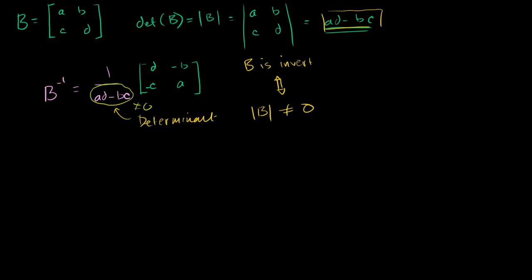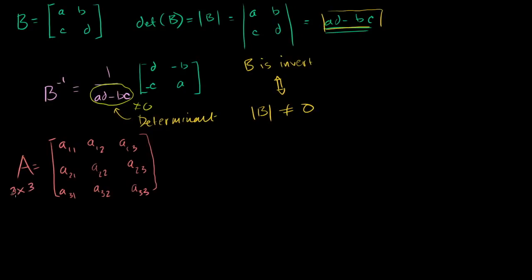So let me construct a 3 by 3 matrix here. Let's say my matrix A is equal to, let me just write its entries. First row, first column, first row, second column, first row, third column. Then you have A21, A22, A23, and you have A31, third row, first column, A32, and then A33. That is a 3 by 3 matrix, right? Clearly, 3 rows and 3 columns.